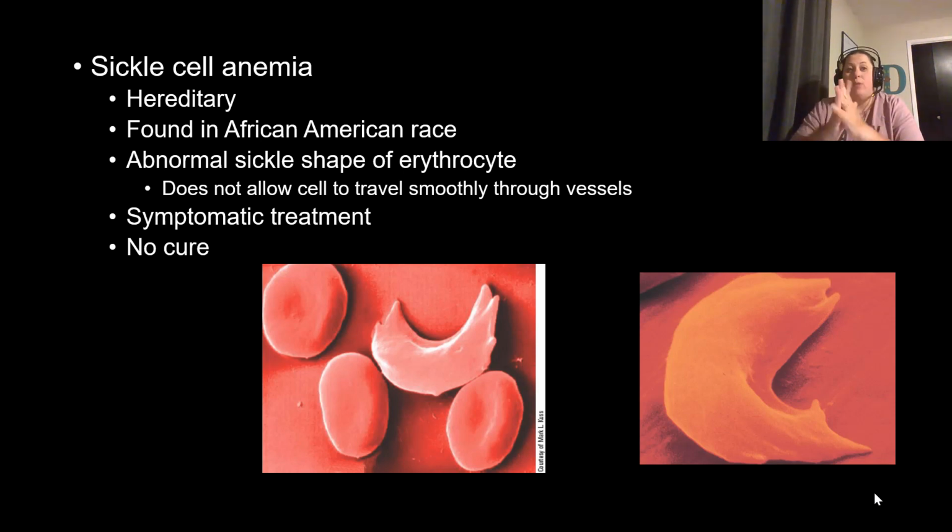All right, now this is abnormally shaped red blood cells. They have a sickle shape to them. This does not allow them to travel smoothly through blood vessels, and they do not carry oxygen as well.